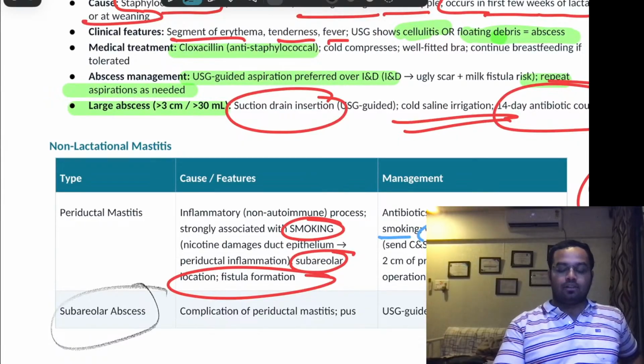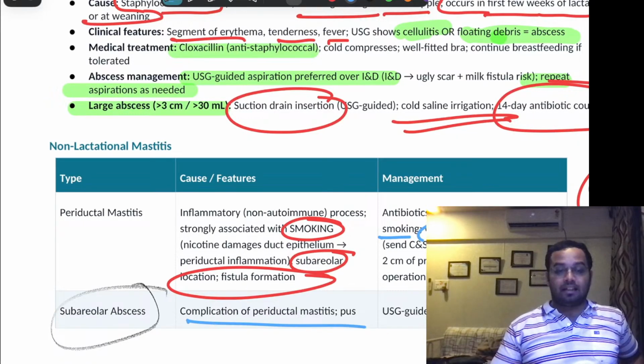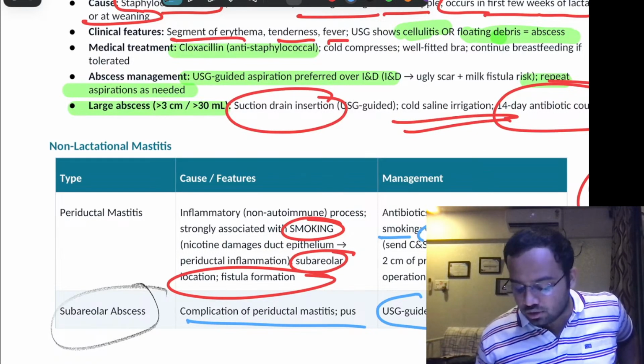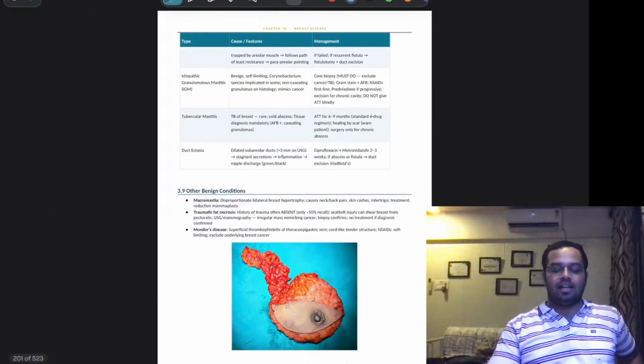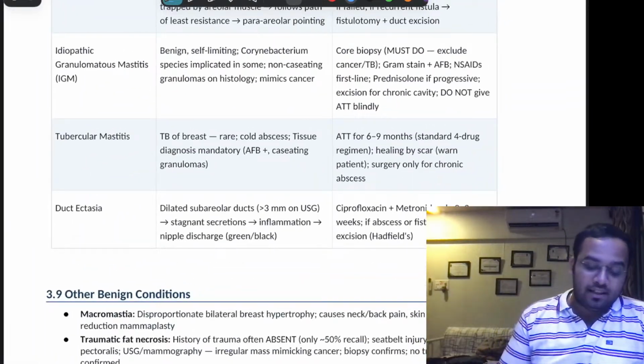Subareolar abscess अगर देखोगे तो subareolar abscess, it is a complication of periductal mastitis, just as we talked about right now. Here also you are going to go for USG guided aspiration. If not settling, you can go for I&D. Very much important disease for you to know.